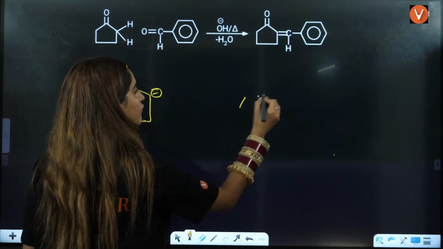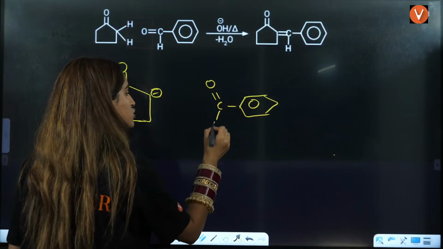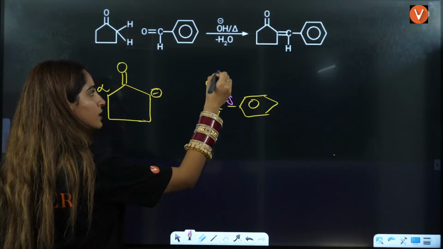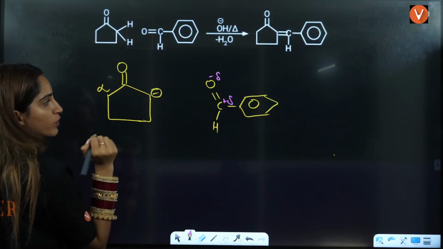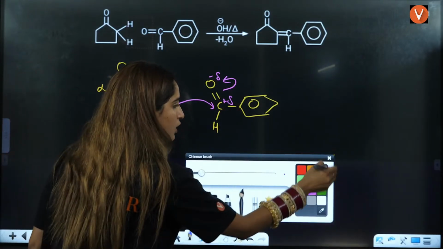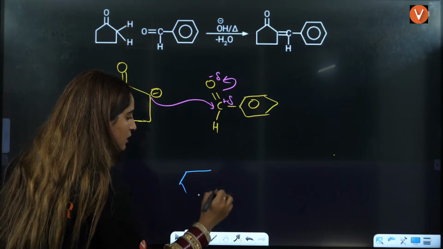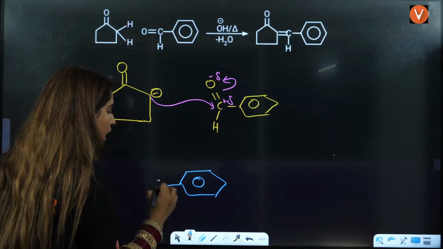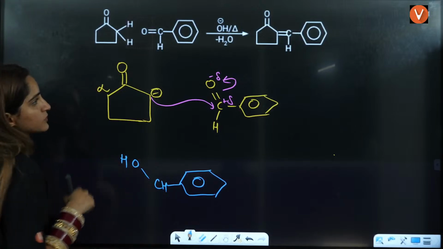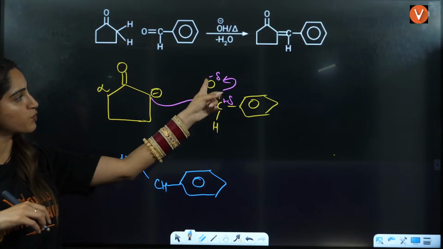And here you have benzaldehyde, which has C double bond O, and this is H. Now, can I say that this is the nucleophilic position? Okay, this is less electronegative, this is more electronegative. So this is going to attack here. Electrons are going to jump here. So what will happen? This is on this benzene. This is carbon, hydrogen. You will have OH here.